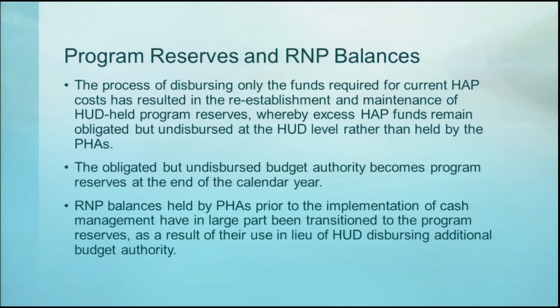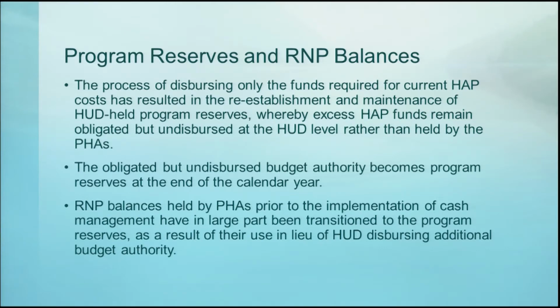We also have program reserves and RMP balances. HUD-held reserves, which are abbreviated HHR, and you may hear that term often, are established because HUD is required to disperse funds based on only current HAP cost. HUD-held reserves, excess funds, remain obligated to the PHA and are held by HUD and no longer held by the PHA. The undisbursed obligated funds become HUD-held reserves at the end of each calendar year.